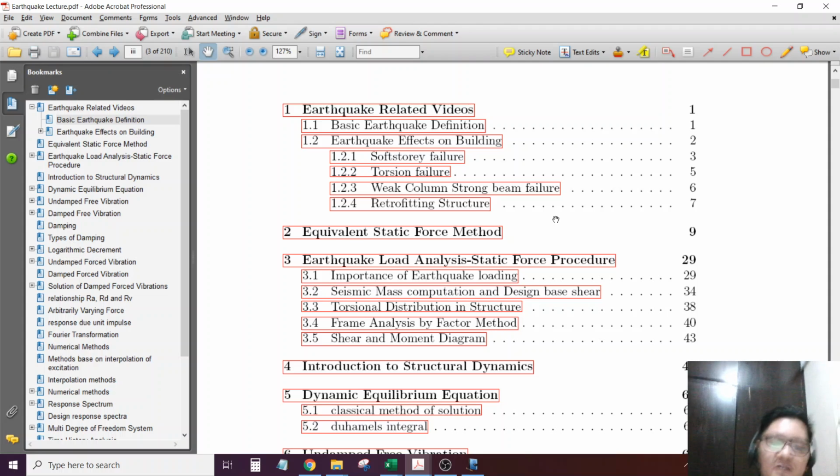That's why on the later part, chapter 4, my aim is to introduce the structural dynamics. Para maging familiar kayo sa equation of motion ng isang structure during the actual earthquake.